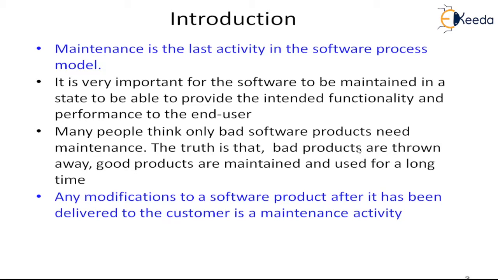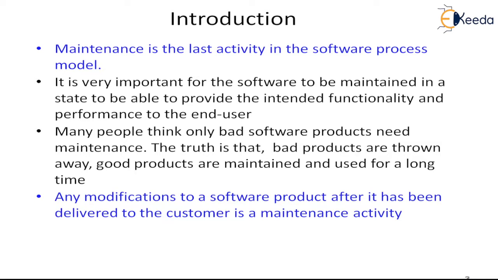But it is true that maintenance is a definite property of software, especially those software which are good products and likely to last for a very long time, many years, 10 to 15 years. It will be used by the company who owns it, until and unless they are not able to use it for some reason. Any modification to the software product after it has been delivered to the customer is a maintenance activity. So whatever happens after it is released, because the development project is over, we call it a maintenance activity.